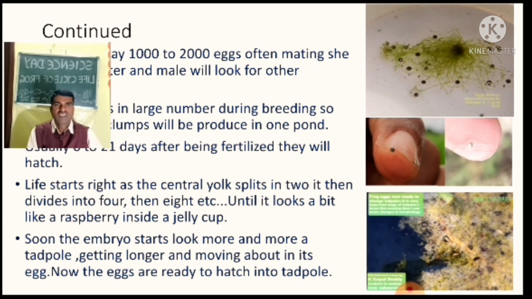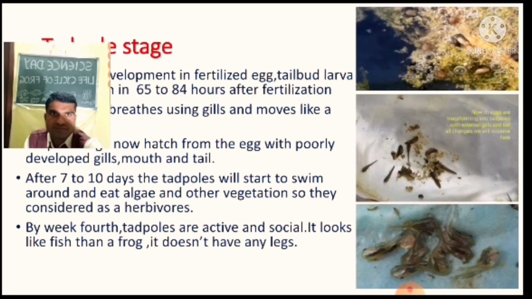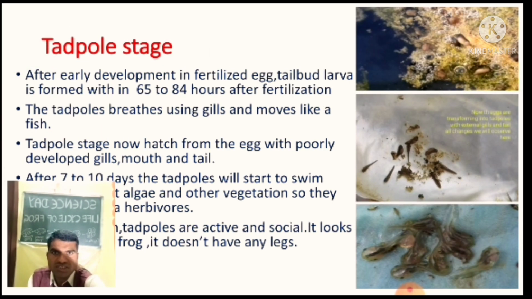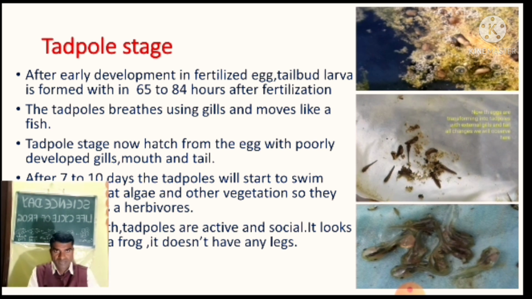See here, in the first diagram, a round structure is forming, that is the egg. We can observe the middle diagram, dorsal and ventral view, and after 1 day or 48 hours, a round ball-like structure is forming on the egg's central region, through developmental stages, and that stage is called the tadpole stage. We can observe it very clearly in this picture. And the next one, the stage that is called the tadpole stage. After early development in the fertilized egg, a tailbud larva is formed within 65 to 84 hours after fertilization.